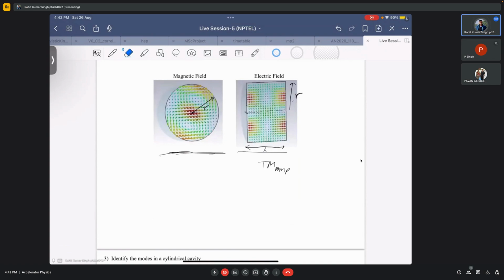As I said, this is the z direction. This is the r, and this is theta, right? And this is the diagram for electric field. So you see here Ez has some component, right? Ez is not equal to 0, so it cannot be transverse electric mode, correct? So what it is then, it is transverse magnetic mode, right?